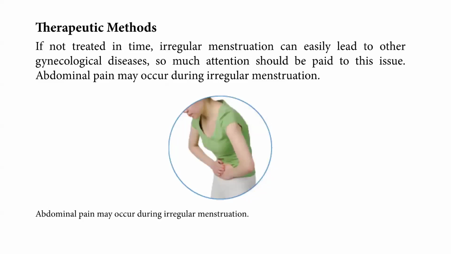Therapeutic methods: if not treated in time, irregular menstruation can easily lead to other gynecological diseases, so much attention should be paid to this issue. Abdominal pain may occur during irregular menstruation.